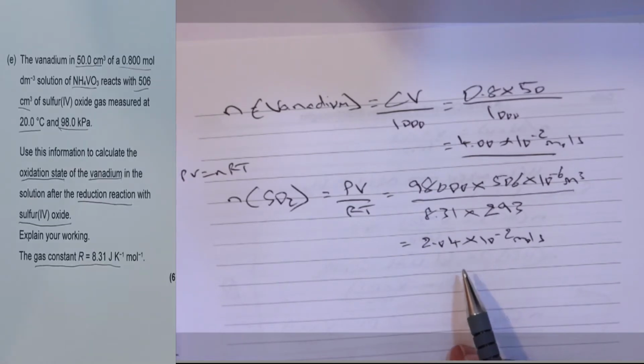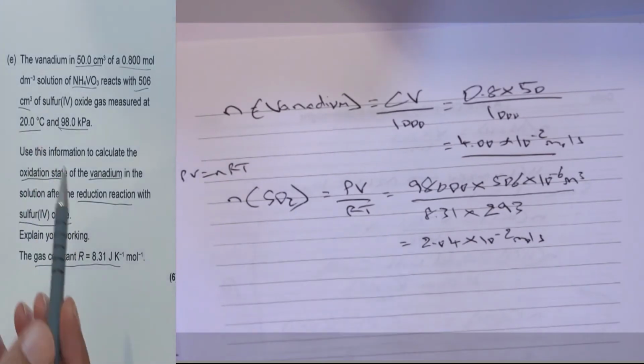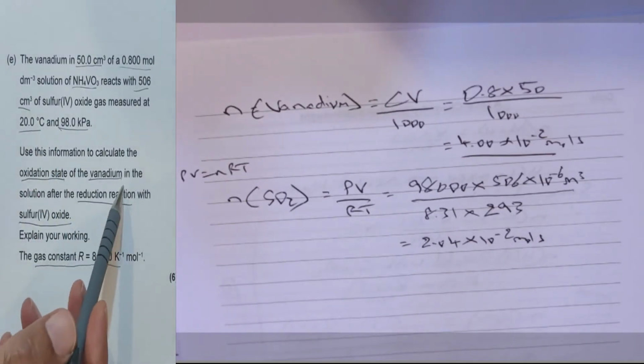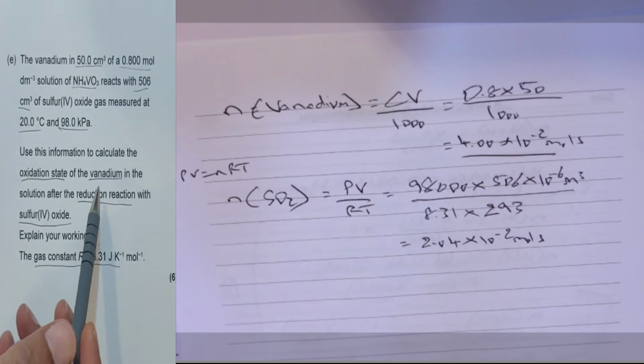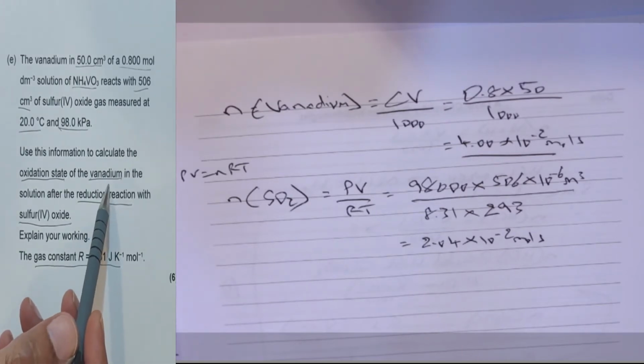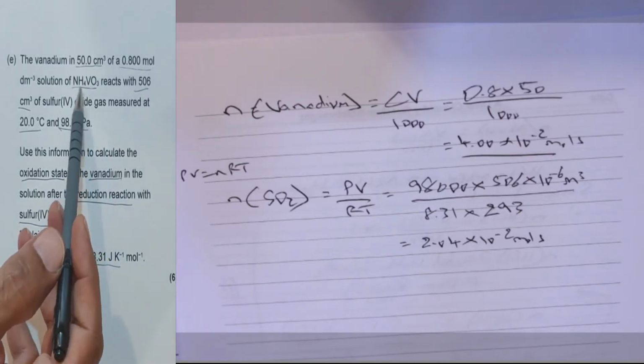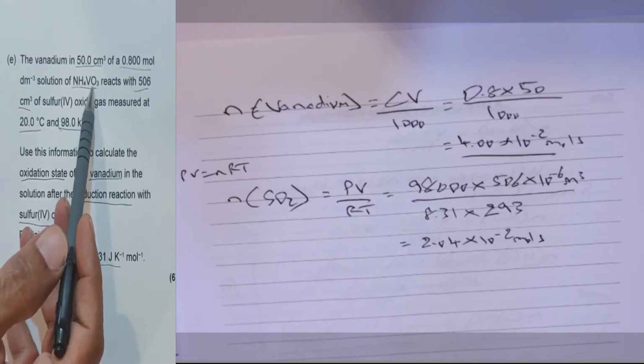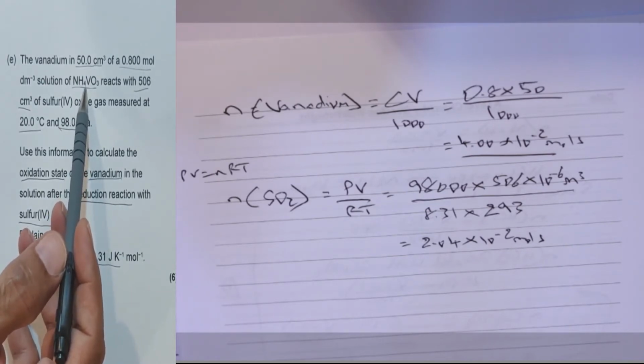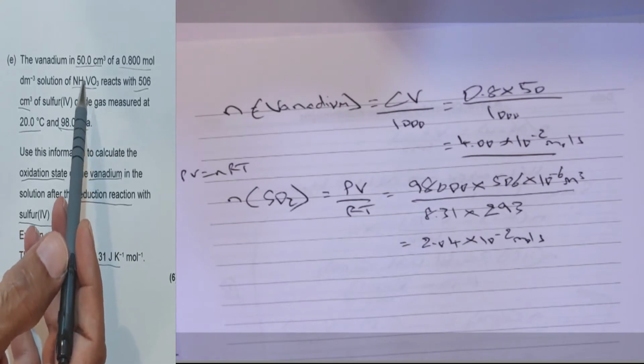Right, let's move on. So I've got the moles of vanadium, I've got the moles of sulfur dioxide. I'm coming back to the question now. Calculate the oxidation state of vanadium in solution. Okay, well, if I'm talking about the oxidation state of vanadium, I might as well find the oxidation state as it is. So what is the oxidation state in that ammonium vanadate before the reaction? Because obviously I'll need to know about it afterwards, so I might as well work it out.